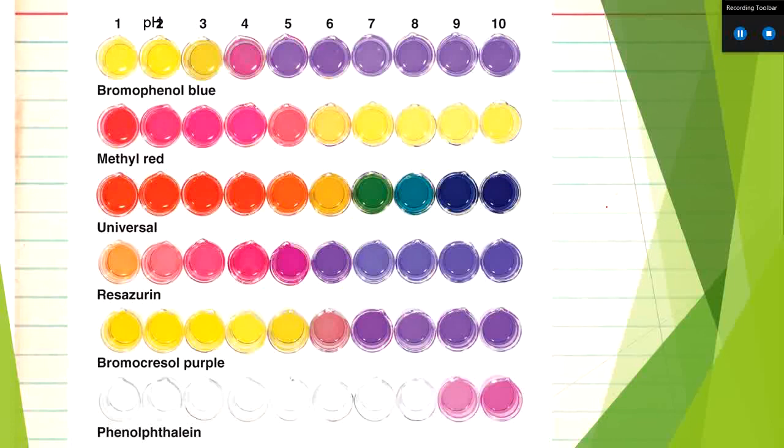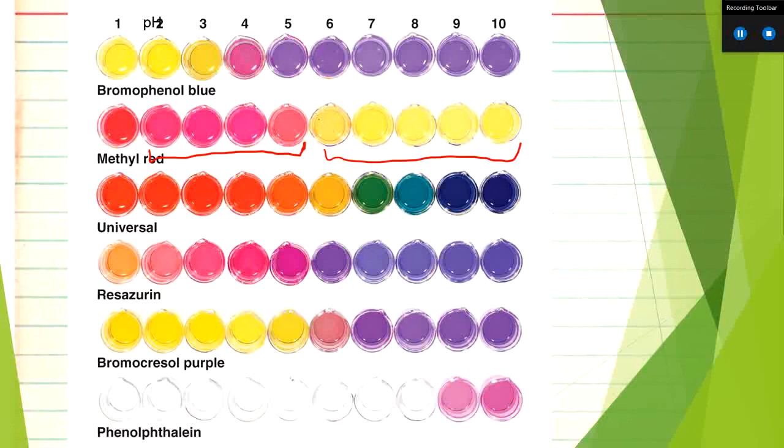So here's a chart. This just has a few different common indicators that we'll see as we do labs and whatnot. So bromophenol blue, methyl red, and you can see the different colors they change. For example, if you were to choose methyl red, if you're looking at something that's changing from a pH of 2 to 5, in this area methyl red's not very useful because the color stays fairly consistent. Or if you have something that's changing from 6 to 10, again, you wouldn't really want to use it.